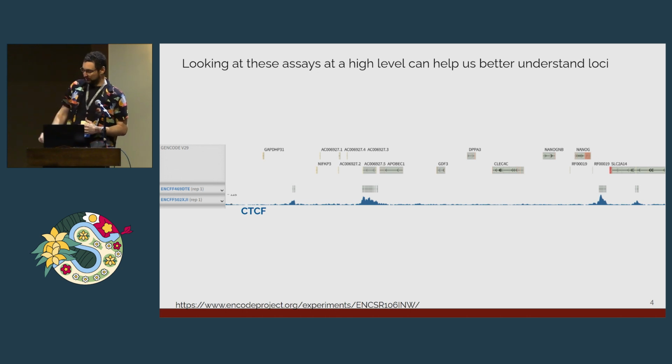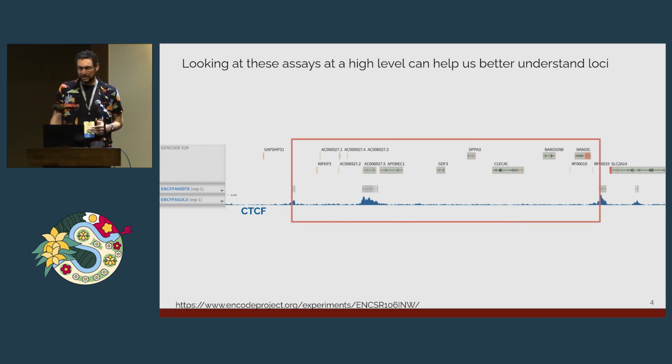And so here, what you can see is that we have this box around NANOG. NANOG is interacting with the genes that are around it because CTCF is forming this little loop, called a topological domain, where all of the genes inside it have a similar regulatory environment and talk to each other more. So by looking at this single assay, we're able to get a lot more insight into what's happening at this locus than we could just by looking at gene expression values.